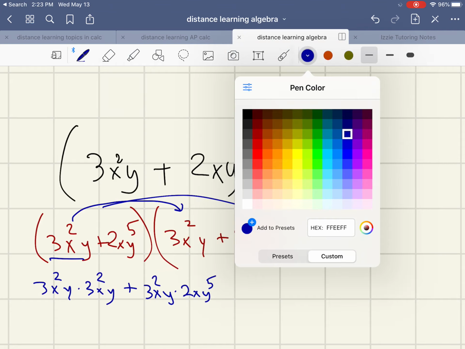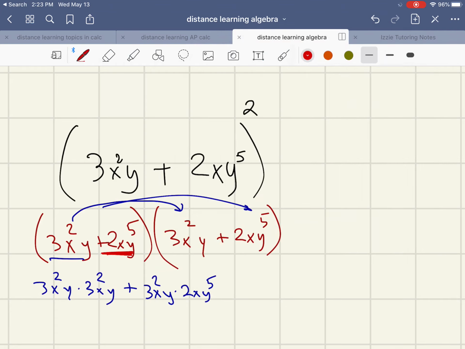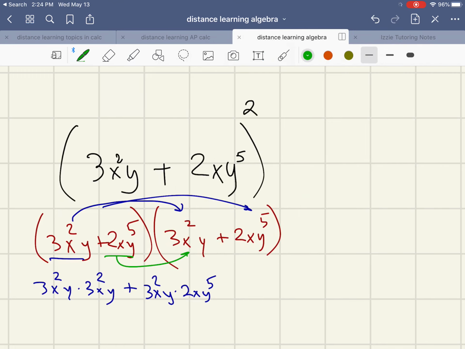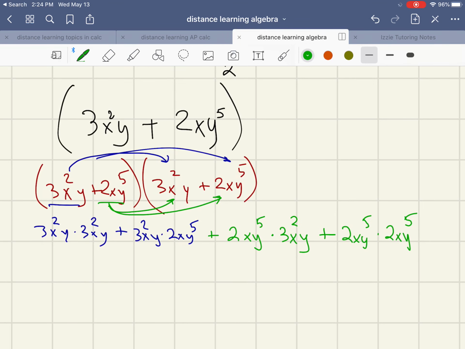Then, different color so it's a little easier to see. Let's try, green will stand out. Distribute the 2xy to the fifth times 3x squared y, and 2xy to the fifth times 2xy to the fifth. So there's a lot there, right? It looks like it's daunting, but really we'll just do a little bit at a time.